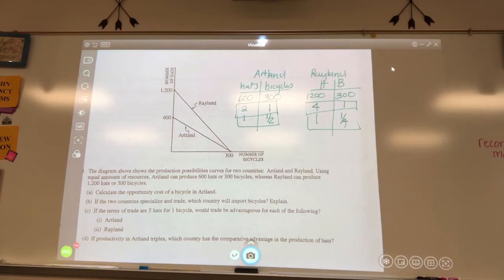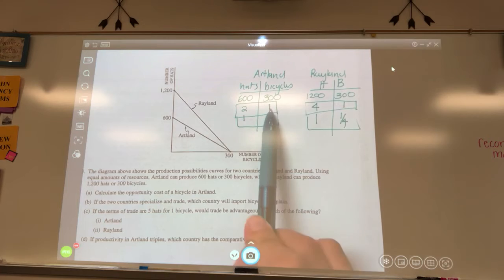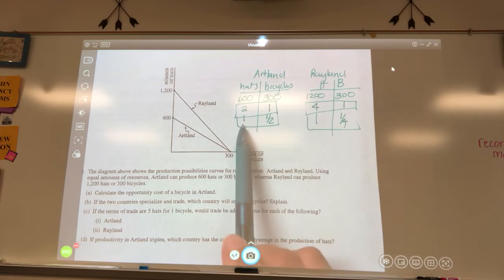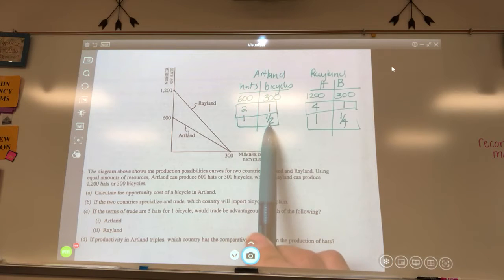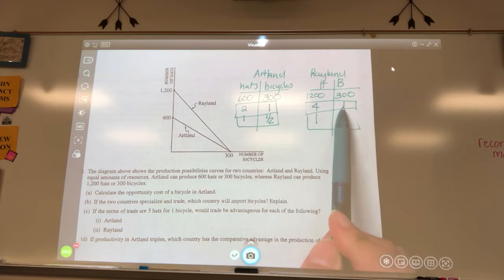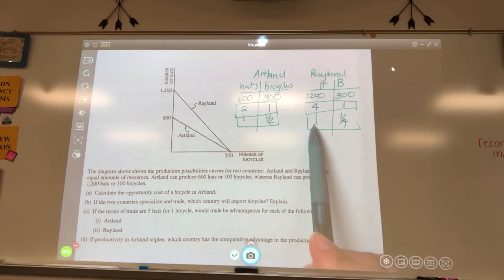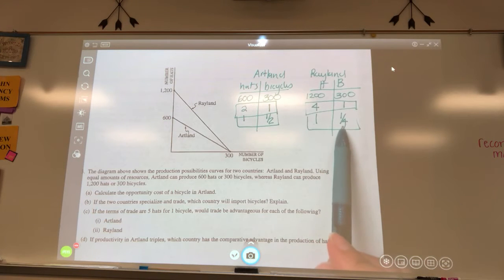So the top is opportunity cost? Like this one, per every 1 bicycle, their opportunity cost is 2 hats. Per every 1 hat, their opportunity cost of what they're giving up in producing that hat is half a bicycle. Okay, so come over here. If they produce 1 bicycle, what are they giving up in hats? 4. When they produce 1 hat, how much are they giving up in bicycles?